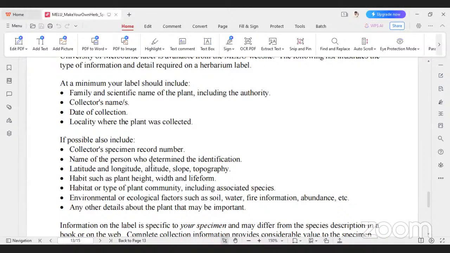Include the name of the person who determined the identification, if any, latitude and longitude, slope and topography. Habit, such as plant height, width, and life form. Habitat, the type of plant community, including associated species.